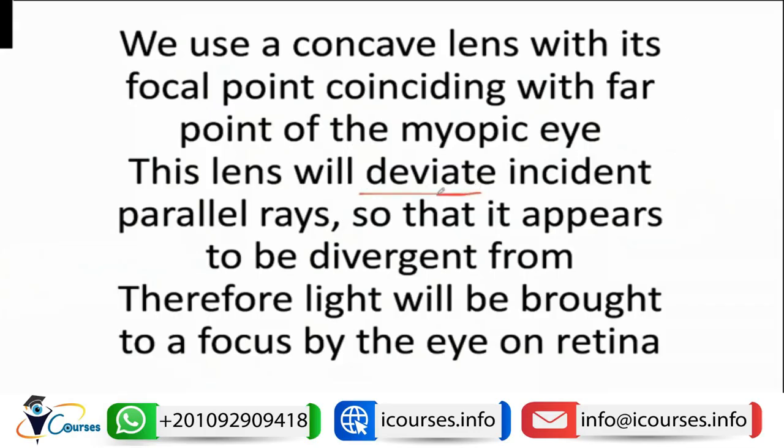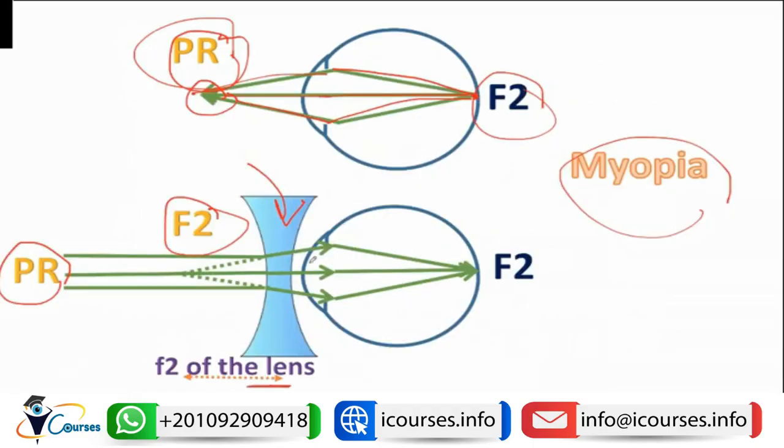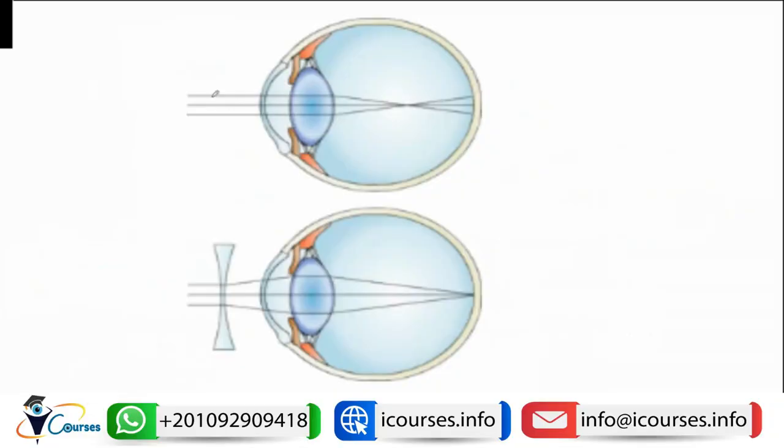This lens will deviate the incident parallel rays so that they appear divergent. Therefore, the light will be brought to a focus on the retina. So here we can assume that if we have a minus lens placed in front of the myopic eye, what will happen? Here we can see that the parallel rays entering the myopic eye will come to a focus in front of the retina.